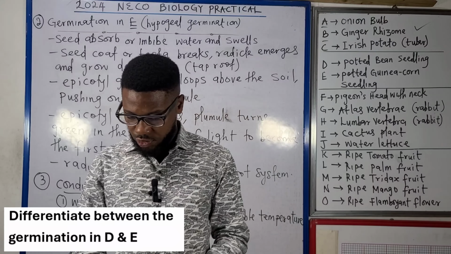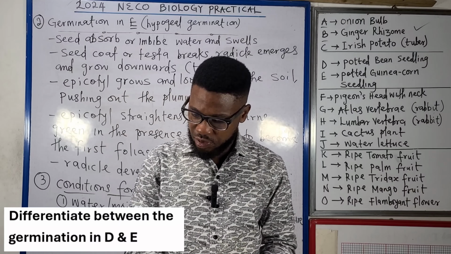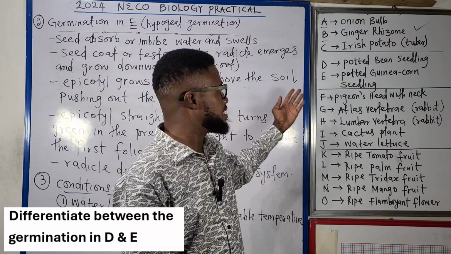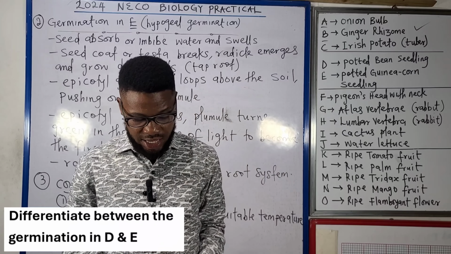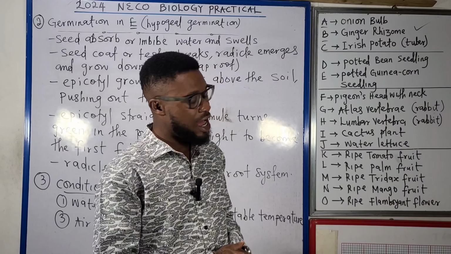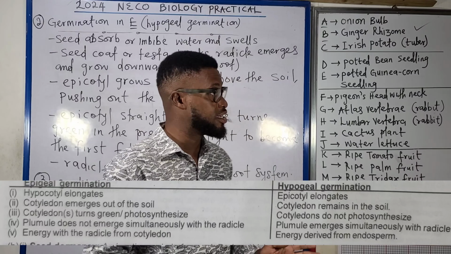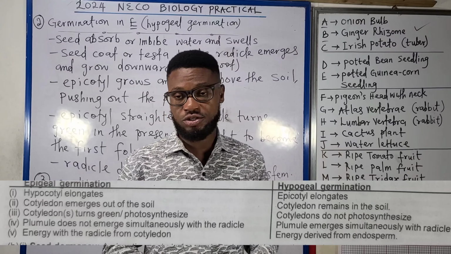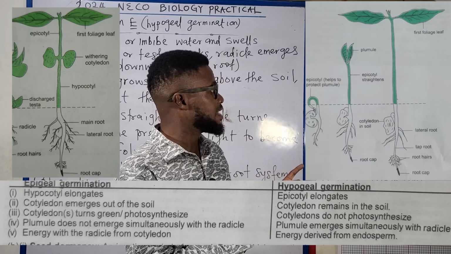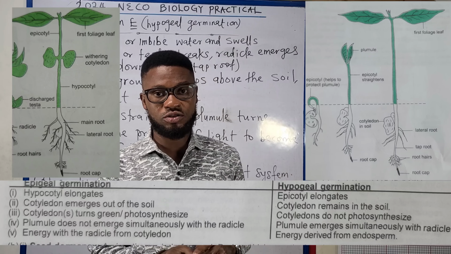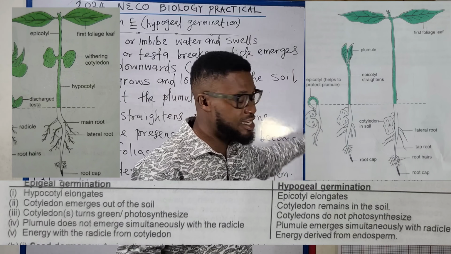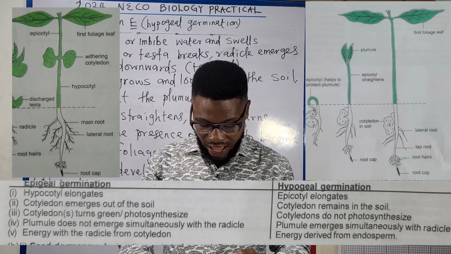So moving on to question 4, we were told to differentiate between the germination in D and the germination in specimen E. As you can see on your screen, the germination in D is actually epigeal germination, and the germination in E is hypogeal germination. D is epigeal, E is hypogeal. So what are the differences?